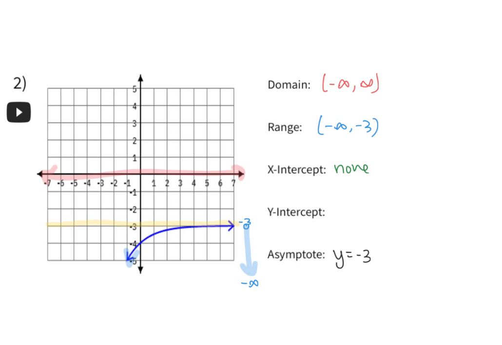And then y-intercept is where it crosses the y-axis, which is this point right here. That's at negative 4. So we're going to write that as 0, negative 4.